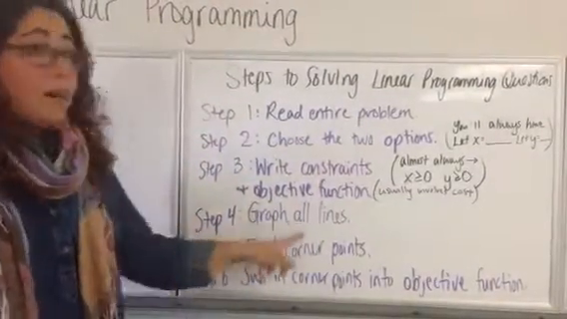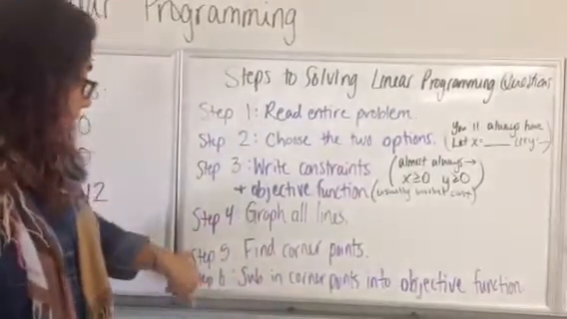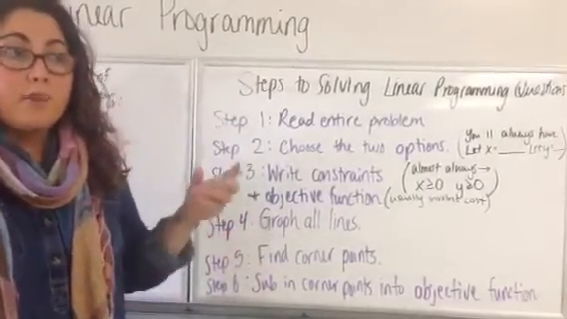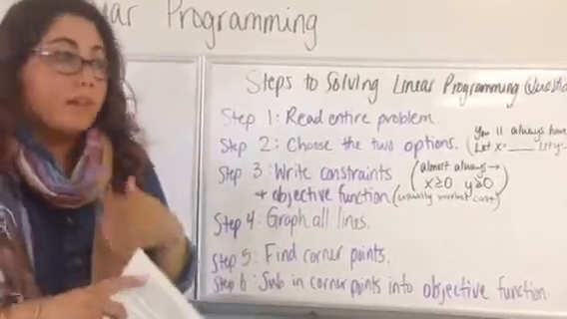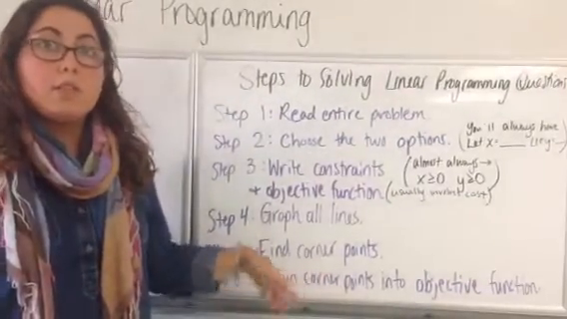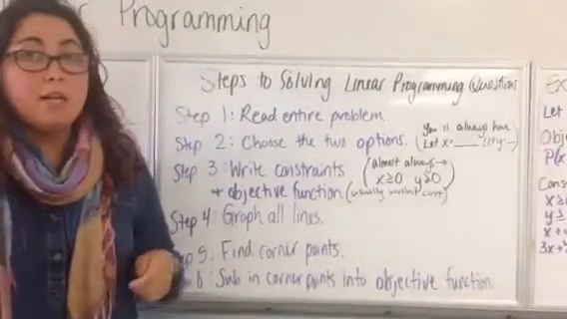Step 4 is to graph all of your lines on a coordinate plane and to see where they intersect. Step 5 is to find those corner points. So you find those by figuring out where those two lines will meet, where they intersect. (0, 0) is also almost always a corner point, so that should be one of the first things that you figure out. And step 6 is to substitute the corner points into the objective function.